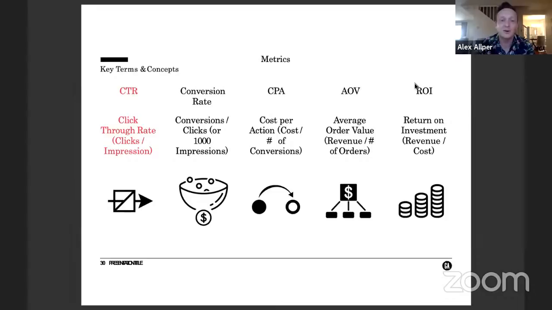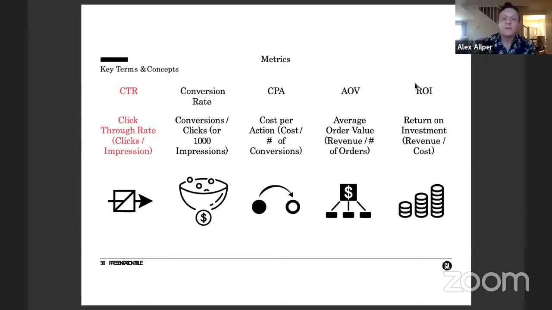And then you have your cost per action. Your overall cost: I'm spending $100 to get one conversion. Then my cost per action or cost per conversion is $100, right? Your cost divided by the total number of conversions. Your average order value. This is very important as well. Your average order value.